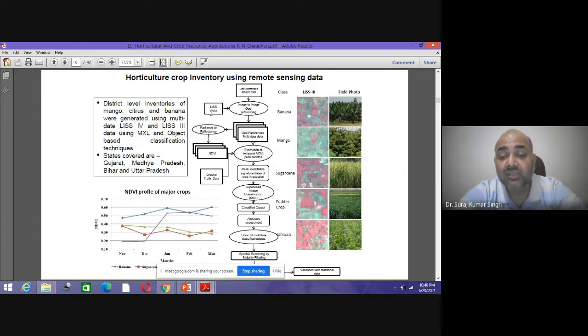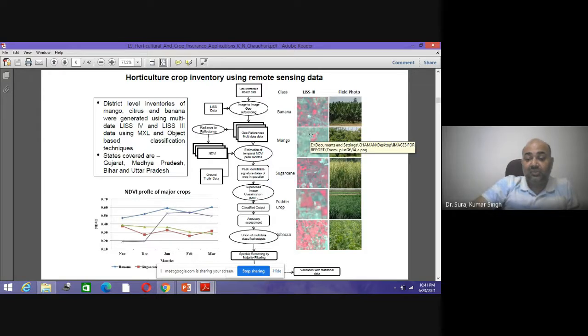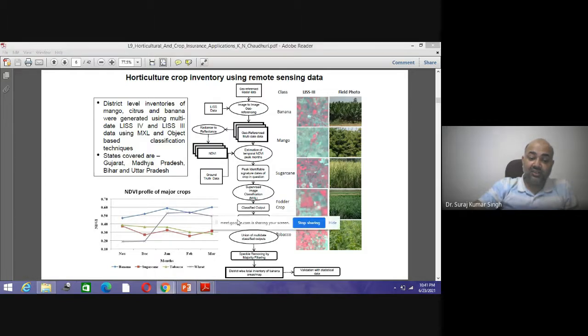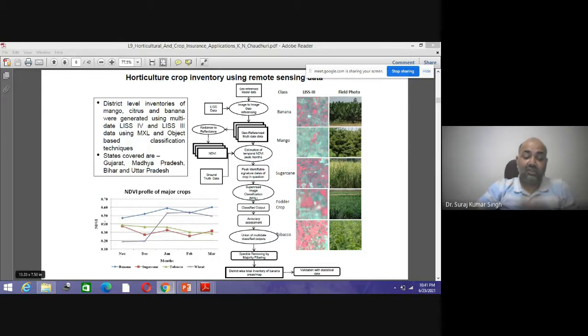So this NDVI provides the best estimation over the peak months, and then peak identification signature of the crops was performed. The questionnaire and field photographs were taken, and ground routing was performed to identify the various kinds of species and the density, and you can see that we have created a profile of various kinds of agriculture. You can see the various months, and along with that we have got the NDVI reflectance. So you see that banana, sugarcane, tobacco, and wheat behave differently in different months.